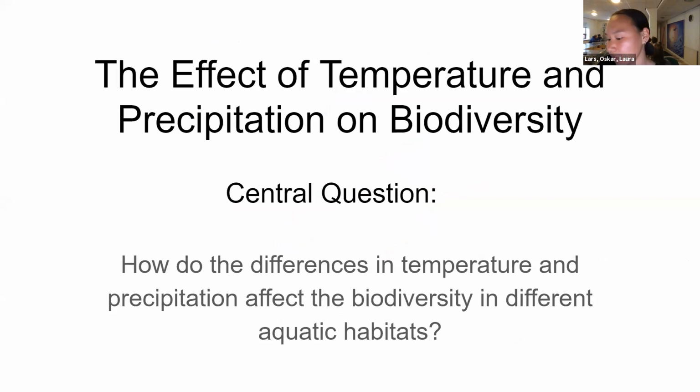What is the point of the whole result? Well, the point is to find out the effect of temperature and precipitation on biodiversity, and we intend to answer our central question: how do the differences in temperature and precipitation affect the biodiversity in different aquatic habitats with the information we collected? Next.